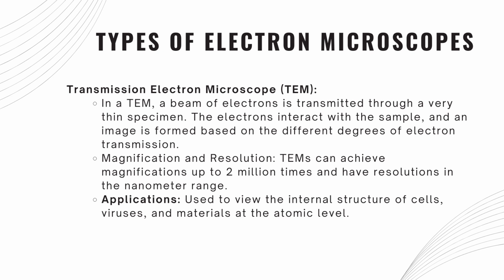First, transmission electron microscope (TEM). In a TEM, a beam of electrons is transmitted through a very thin specimen. The electrons interact with the sample, and an image is formed based on the different degrees of electron transmission. TEMs can achieve magnifications up to 2 million times and have resolutions in the nanometer range, and are used to view the internal structure of cells, viruses, and materials at the atomic level.